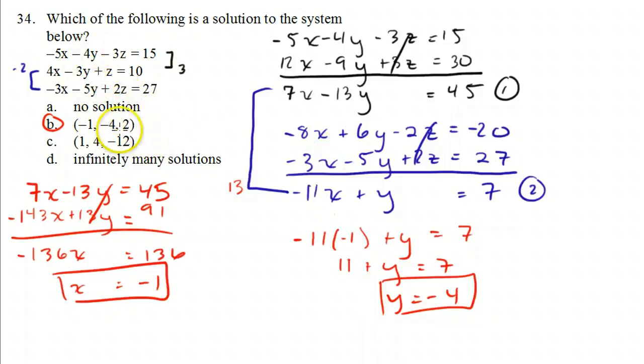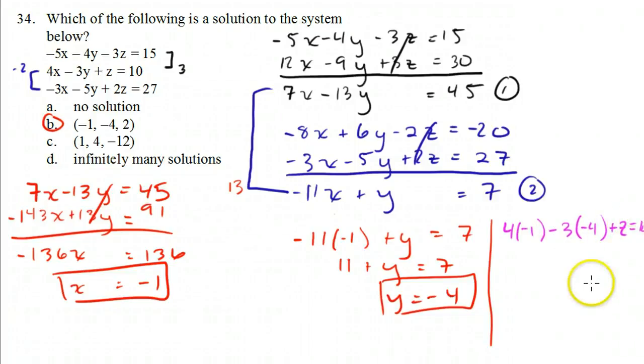Now if I plug into any original problem, I can find z. So I'm going to choose the middle one. Looks nice and easy to solve for z. So choosing that one, I'll do a different color here. If I plug in there, we'll get 4 times x, which is negative 1, minus 3 times y, which is negative 4, plus z, and this should be equal to 10. And so solving for z, let's simplify this: plus 12 plus z is equal to 10. Putting that together, that's 8 plus z is equal to 10. Do I get 2? Yes, I do.